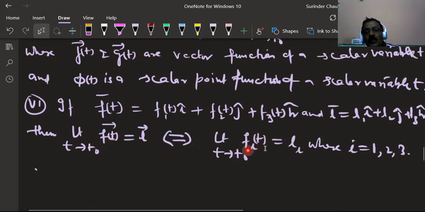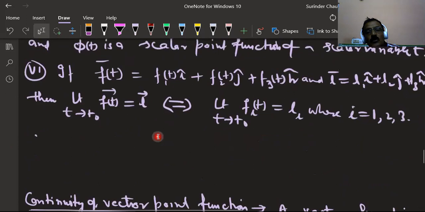If the first component converges to the first component of the limiting vector, the second to the second, and the third to the third, then the limit as t approaches t naught of f vector t is equal to L vector.